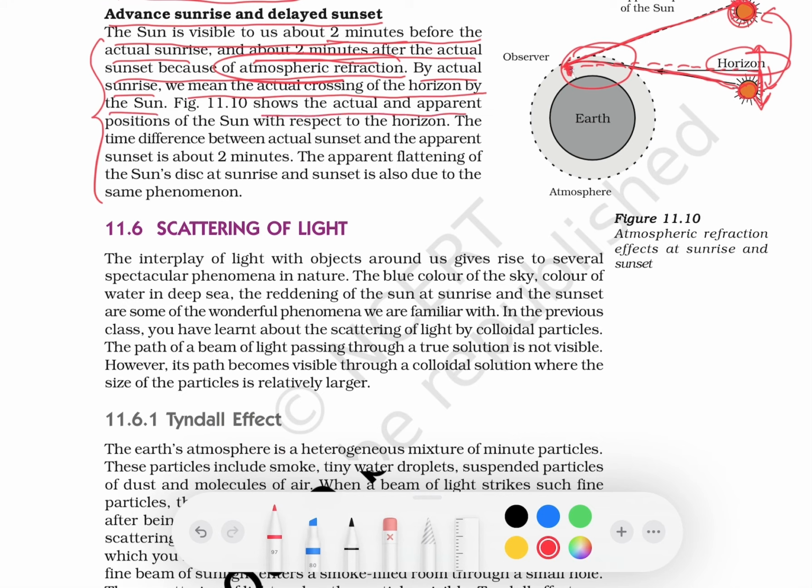The actual and the apparent positions of the sun with respect to the horizon are shown in figure 11.10. The time difference between the actual sunset and apparent sunset is 2 minutes. The apparent flattening of the sun's disk at sunrise and sunset is due to the same phenomenon. So this is how it all takes place. I will move into our next video with our new topic, that is scattering of light.